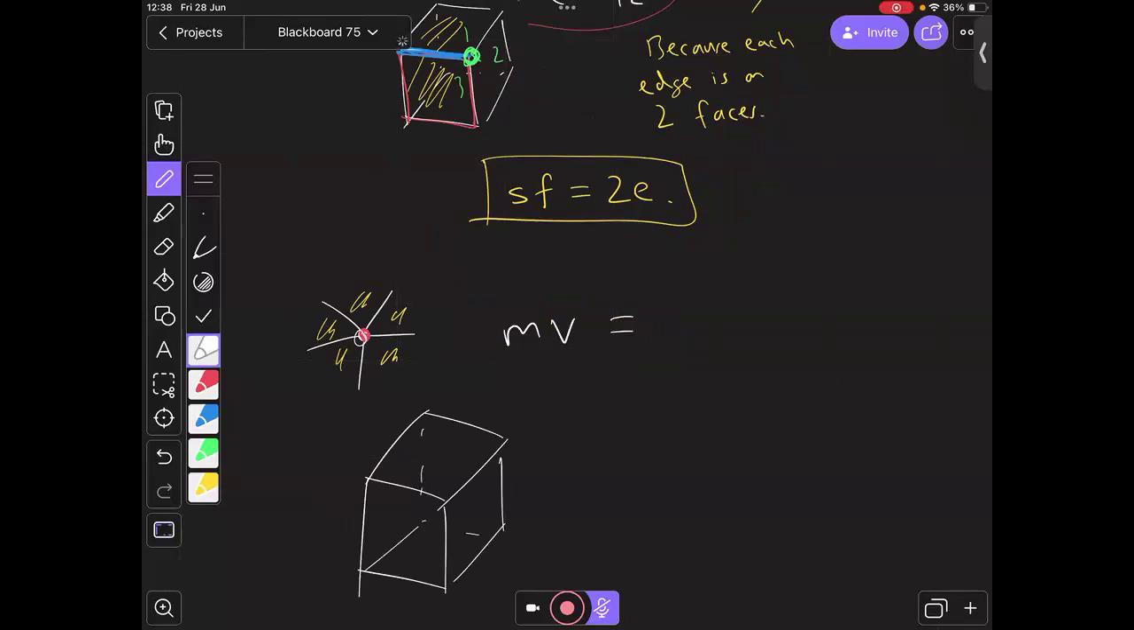Okay. So what's M for the cube? 3. And what's the number of vertices for the cube? 8. 3 times 8 vertices equals 24. So that's not the number of faces, is it? No, it's not the total. The total number of faces is only 6. It's actually giving you too many, 4 times the number of faces.